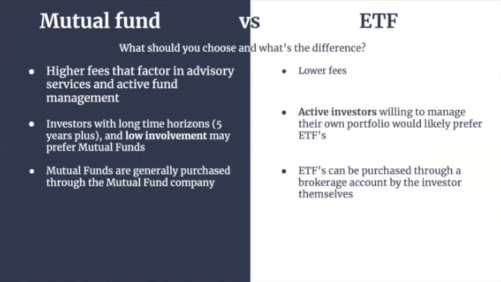Mutual funds are also generally for investors with long time horizons, so 5 years plus, and people with low involvement. People that don't want to be constantly rebalancing their portfolio or really worrying about their investments. So mutual funds are generally purchased through a mutual fund company or somebody licensed under the MFDA, generally through an advisor. With ETFs, they have lower fees, generally active investors that are willing to be a bit more hands-on with their portfolio. And ETFs generally can be purchased through a brokerage account by the investor themselves.